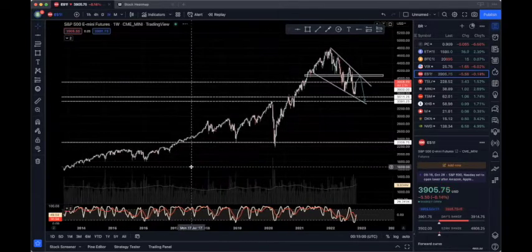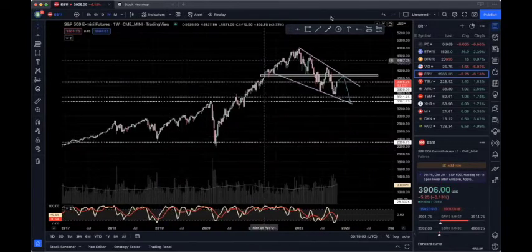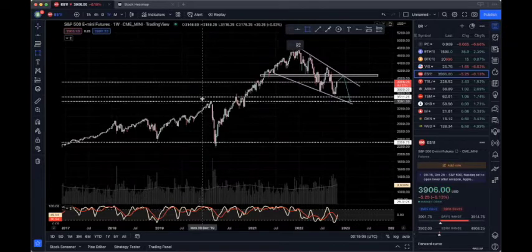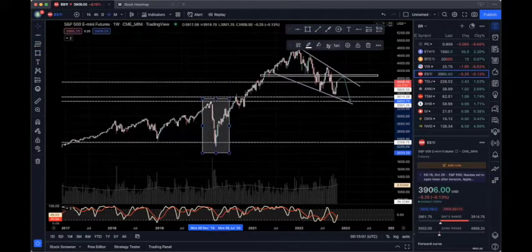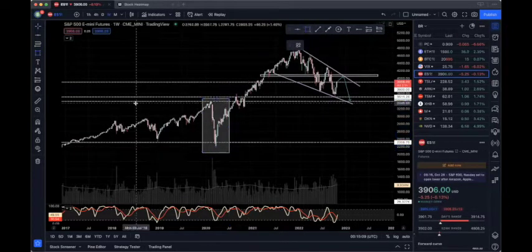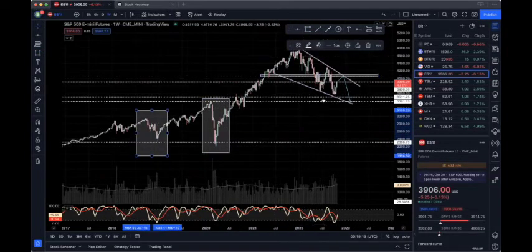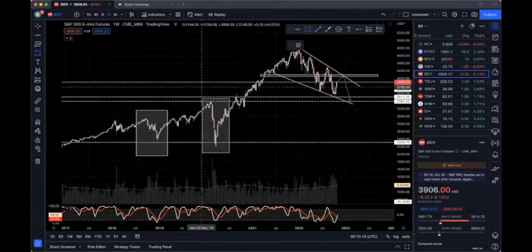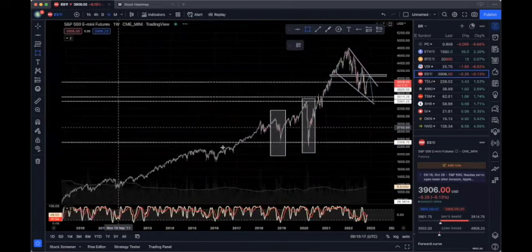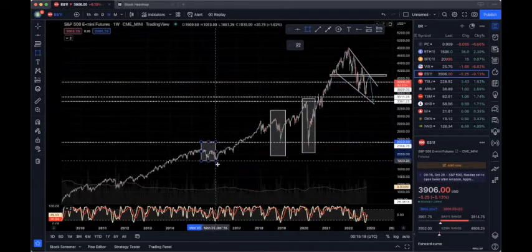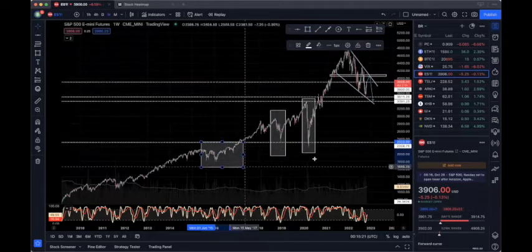Just like market events like that, economic stuff, the highs and lows of this area are important because they're major corrections and bear markets that happened. Here's another one. Yep.